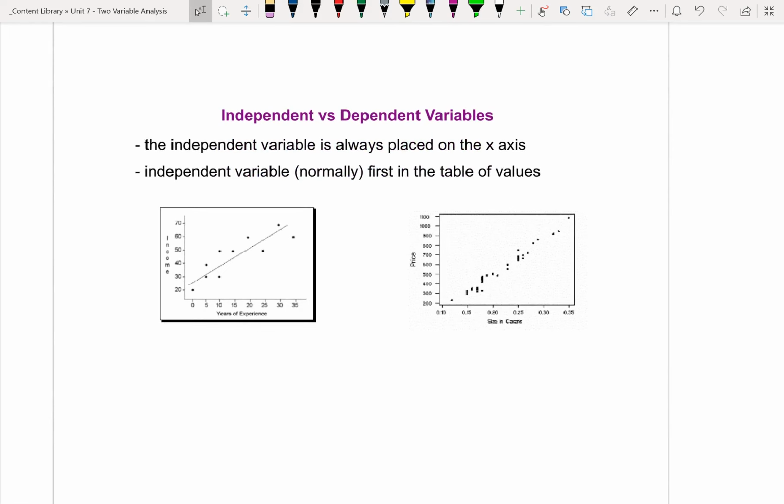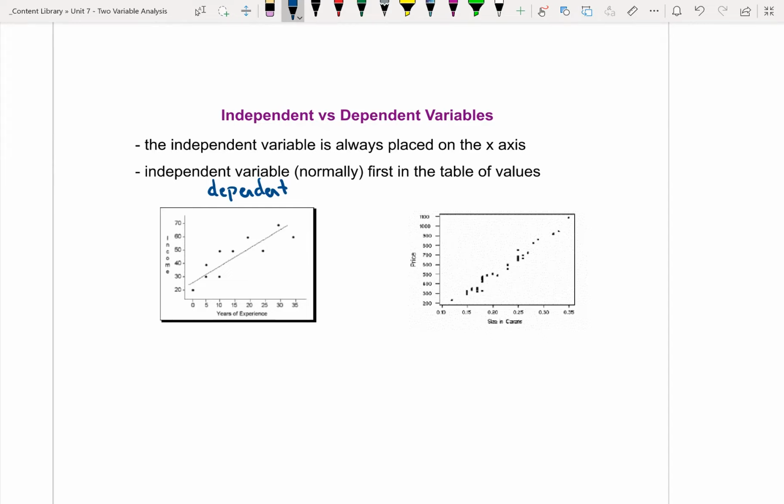So with our scatter plots, we want to make sure that we can identify between independent and dependent variables, because this can help us determine which one is causing the effect on the other one or which one's dependent on the other one. So usually in most cases, the independent variable is always placed on the x-axis. Very rarely is there ever going to be a case where the dependent is placed on the x. And the independent variable normally is first in the table of values. So when you're looking at a table of values, your first column or your first row is going to be your independent variable.